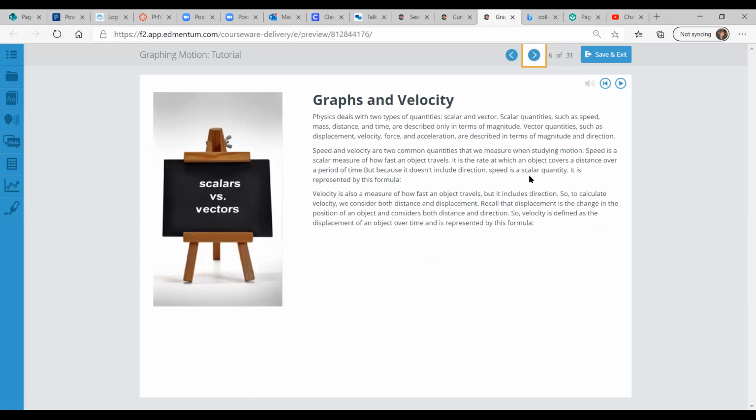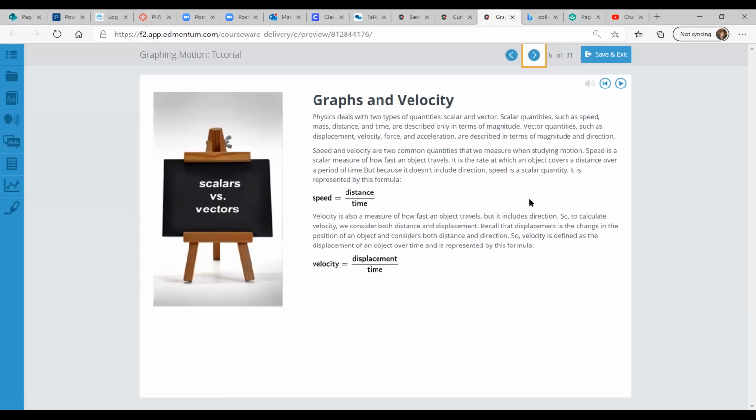Talk about graphs and velocity first. Physics deals with two types of quantities. We have scalar and vector. Scalar quantities such as speed, mass, distance, and time are all described only in terms of their magnitude, like how big they are or how fast things are going. While vectors such as displacement, velocity, force, and acceleration are described in terms of magnitude plus a direction. So they're this big and they're going in that direction. So that's what a vector can tell you.